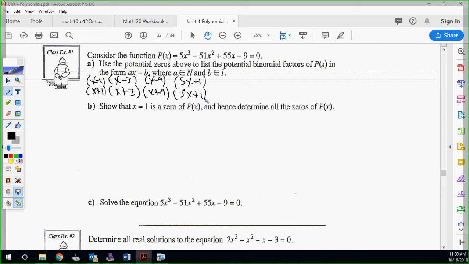The 3/5 would be 5x minus 3, 5x plus 3. Okay, and the 9/5: 5x minus 9, 5x plus 9. So those are my possible zero factors.